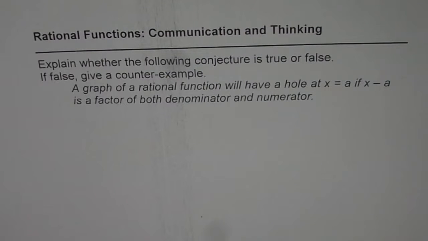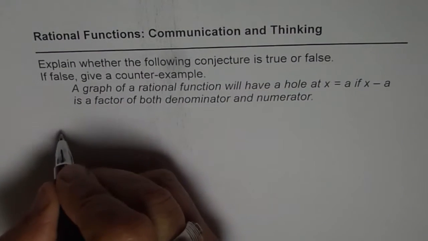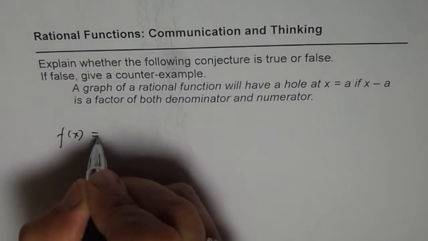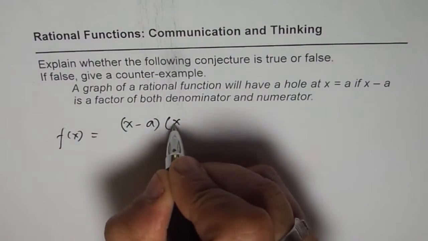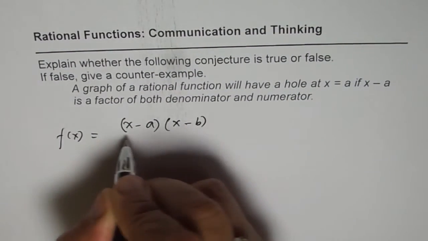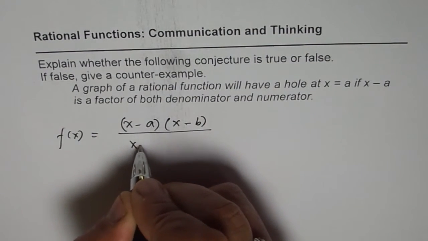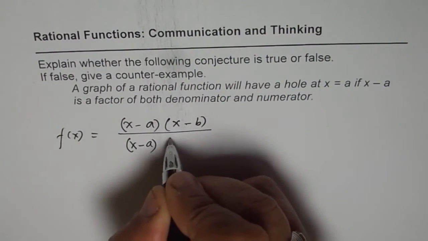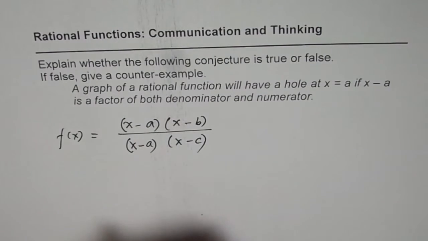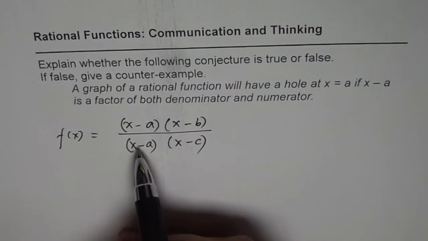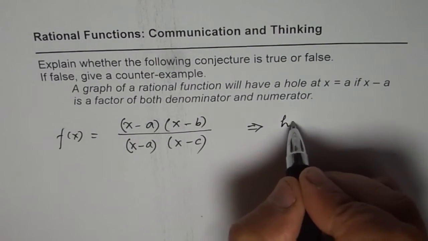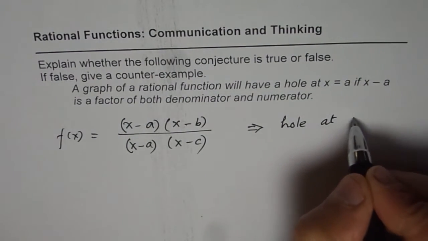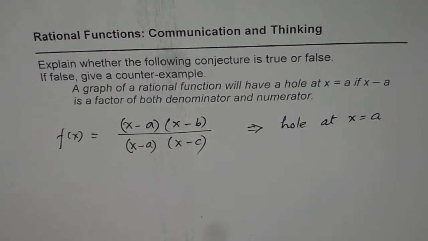Now, most of the time, the statement given to us is correct. Right? So if I have a function, let's say f of x equals x minus a in the numerator and x minus b, and here we have again the same factor x minus a, and let's say we have x minus c here. In that case, these two factors cancel out, and that leads to a hole at x equals a, right?